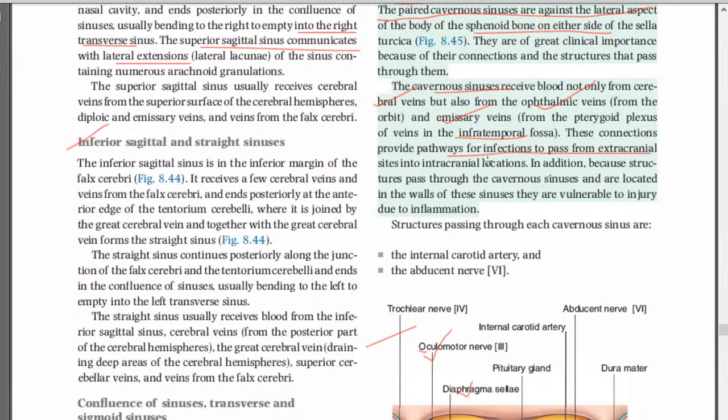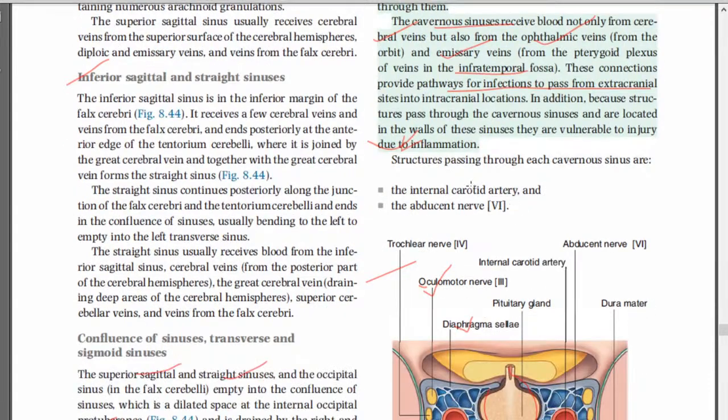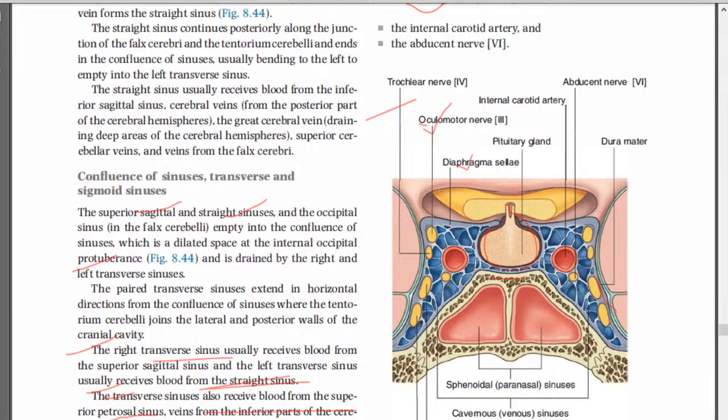In addition, because structures pass through the cavernous sinus and are located in the walls of the sinus, they are vulnerable to injury due to inflammation. The structures passing through the cavernous sinus are the internal carotid artery and the abducens nerve. This is the internal carotid artery, and this must be the abducens nerve.